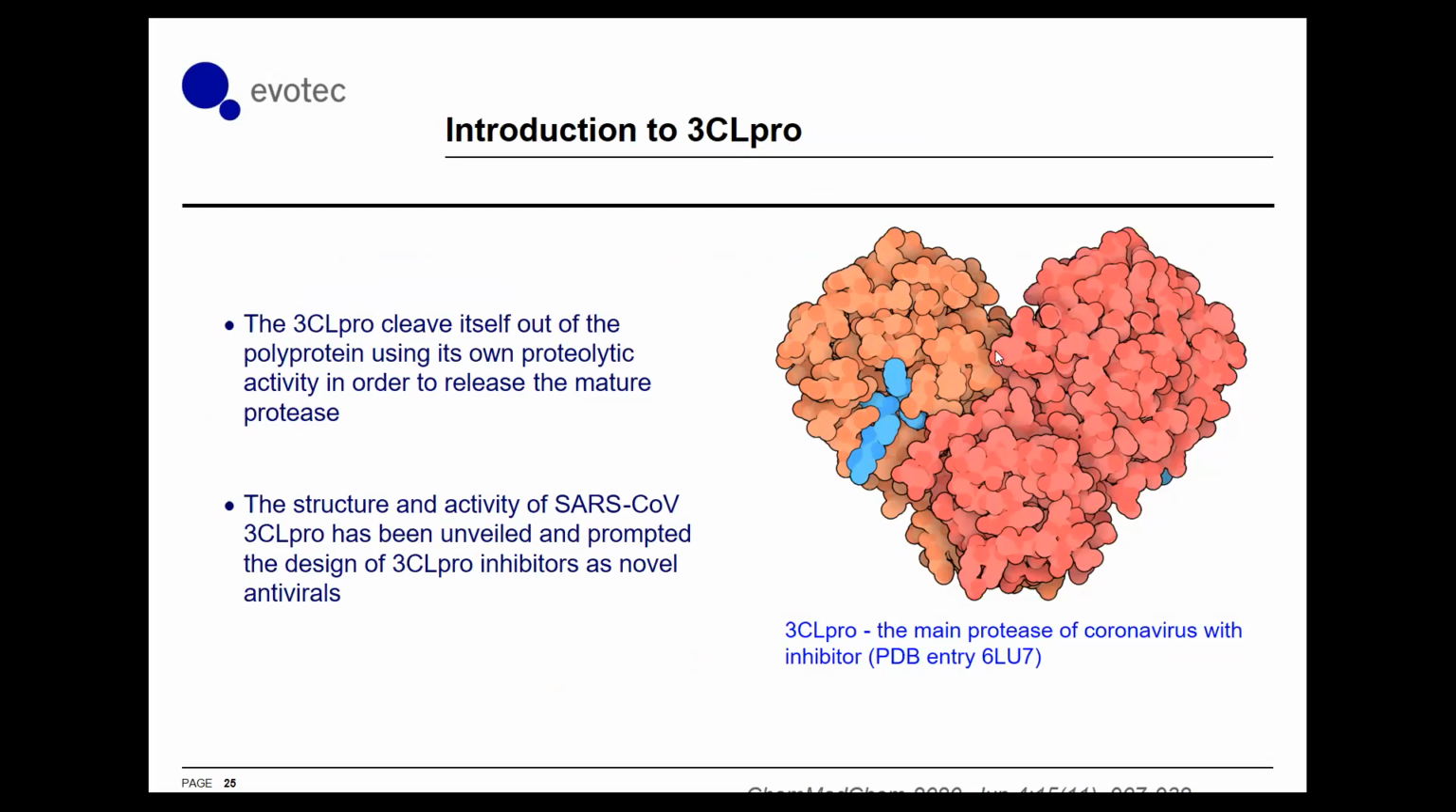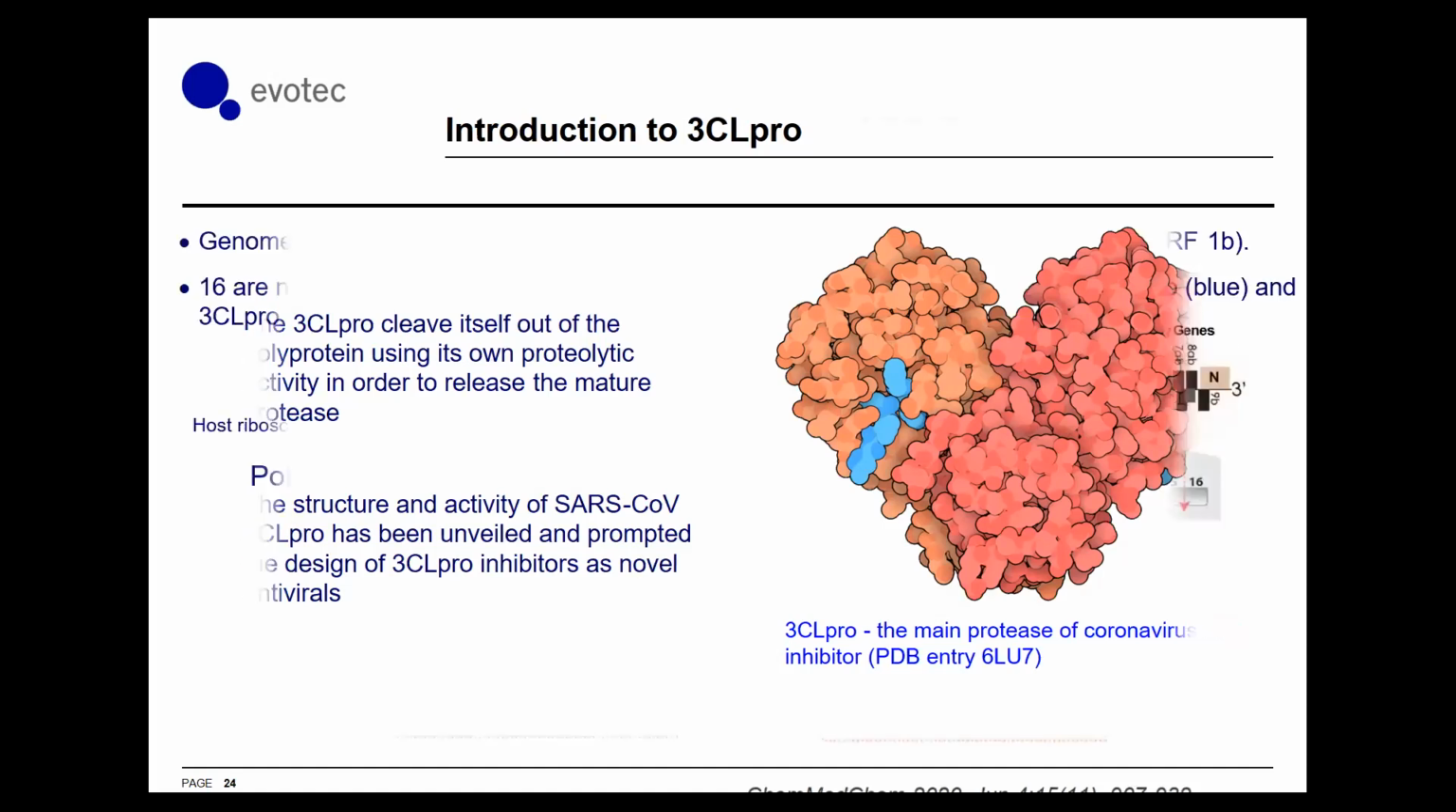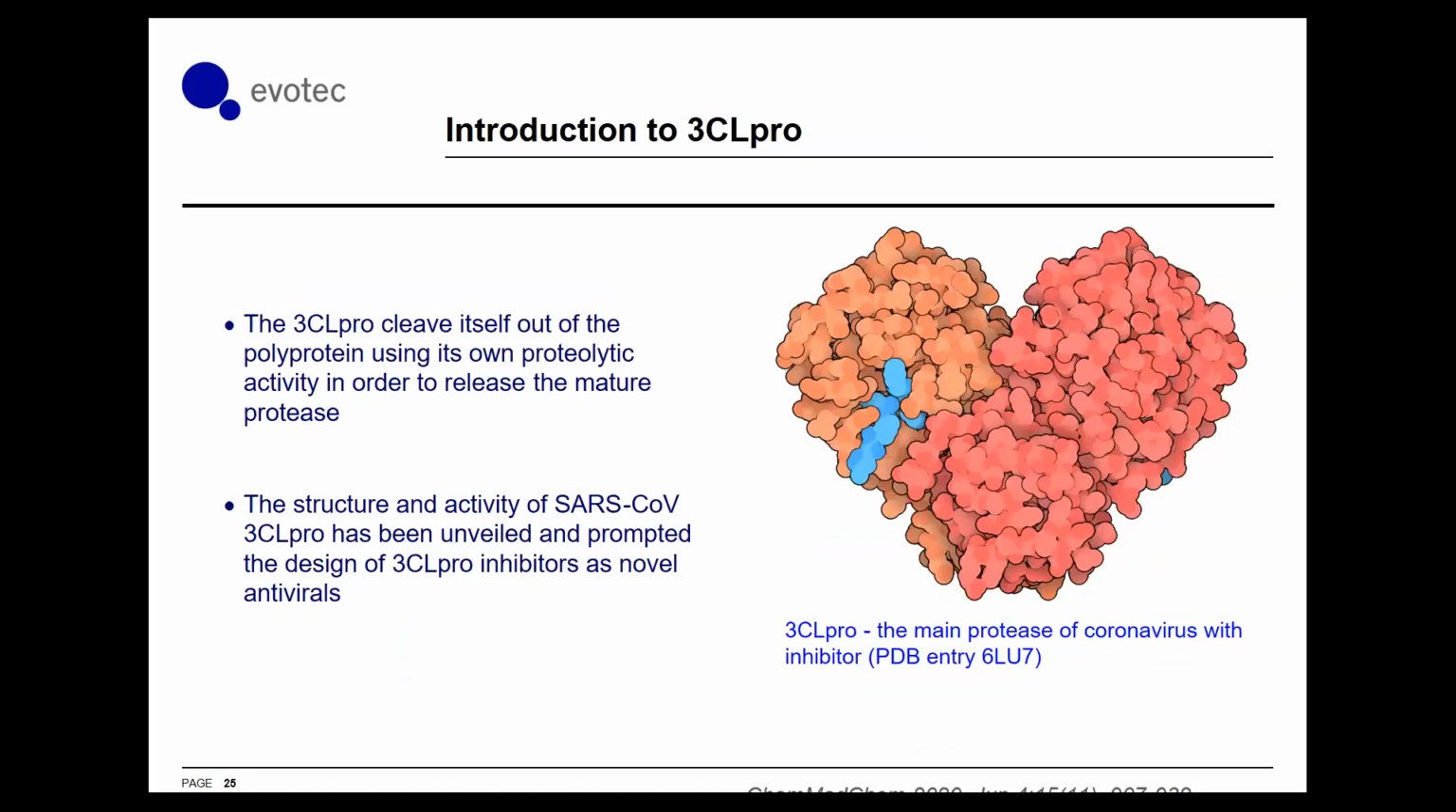So if we manage to find a key that will block this scissor, okay, we always need a key, guys, we can turn off these scissors. We can make this scissor not work, okay? And this scissor is so specific to this polyprotein that there are really no mutations found in its active site.